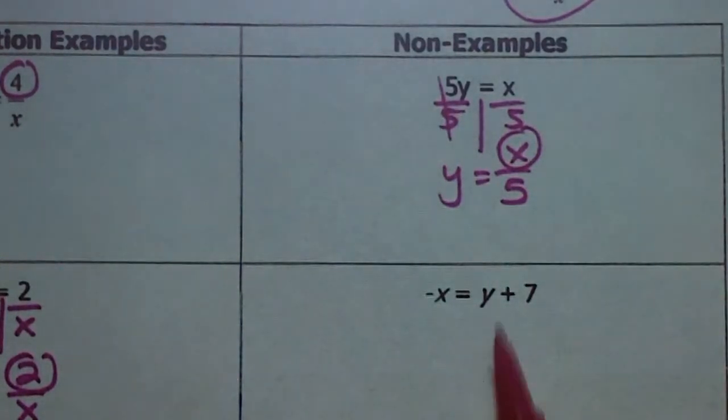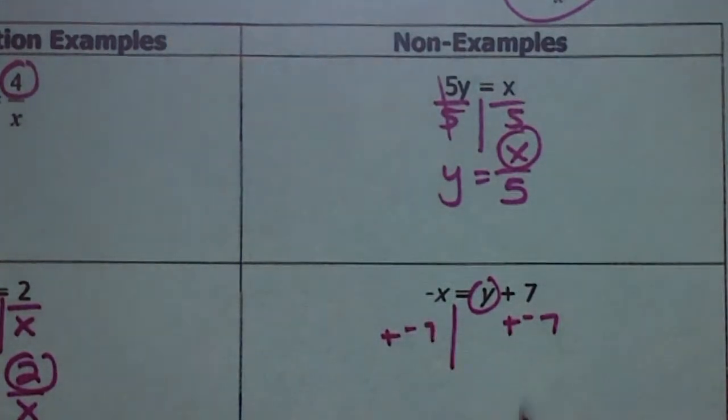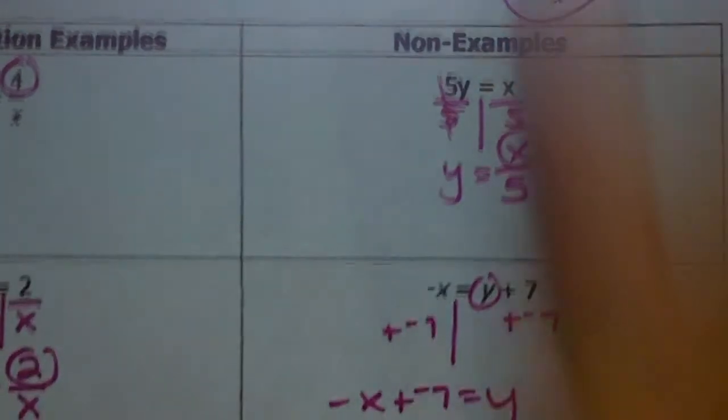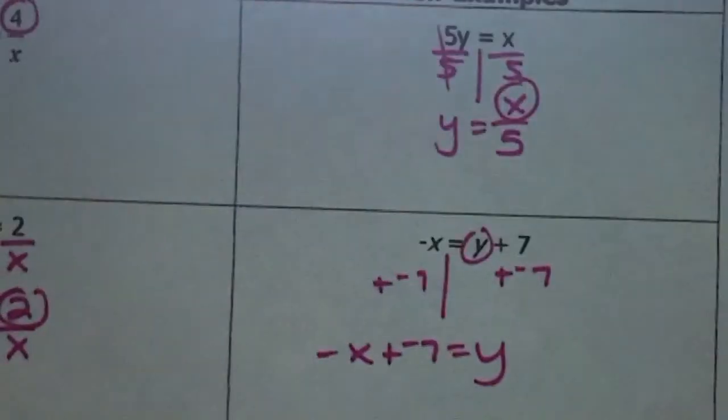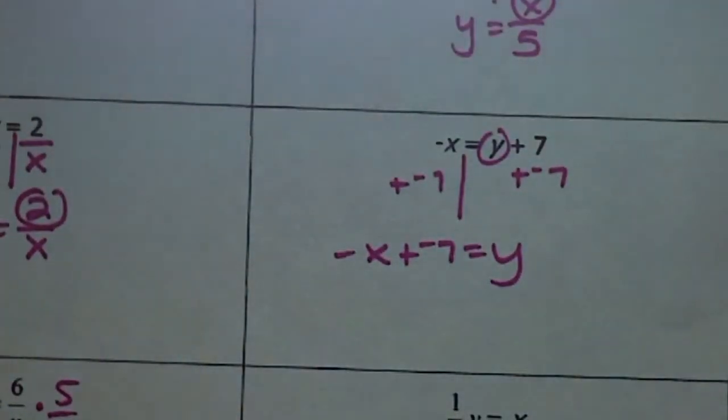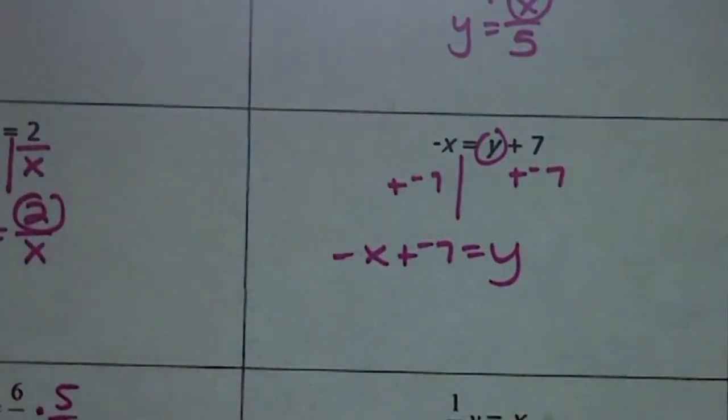Over here, we need to get y by itself. So I would add a -7. So negative x plus -7 would equal y. This one right here does not have a number being divided by x. So that's a no. We need to have y equals some number divided by x, not adding a -x.